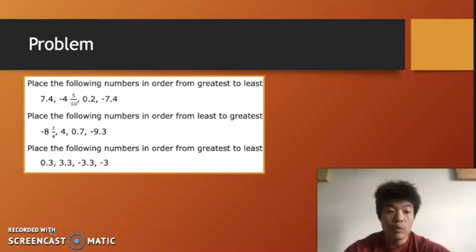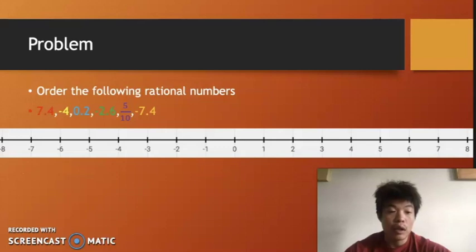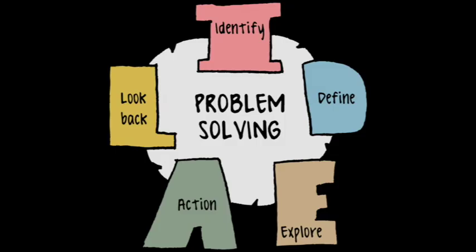So the first one, we want to arrange the following numbers from least to greatest, right? So we want to get the smallest number, and we want to go to the biggest number. So we have 7.4, -4, 0.2, -2.6, 5/10, and -7.4. I'm going to give you some time to work on it, and then we'll check together.